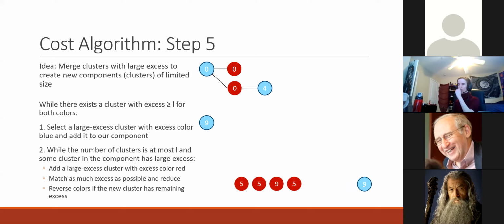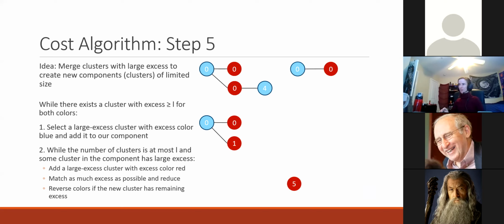So we take our blue point, we try to match it with a number of red points until it has little or no excess left. And now we're going to stop constructing this component because none of the clusters in this component have large excess remaining. And we can keep doing this with another component.